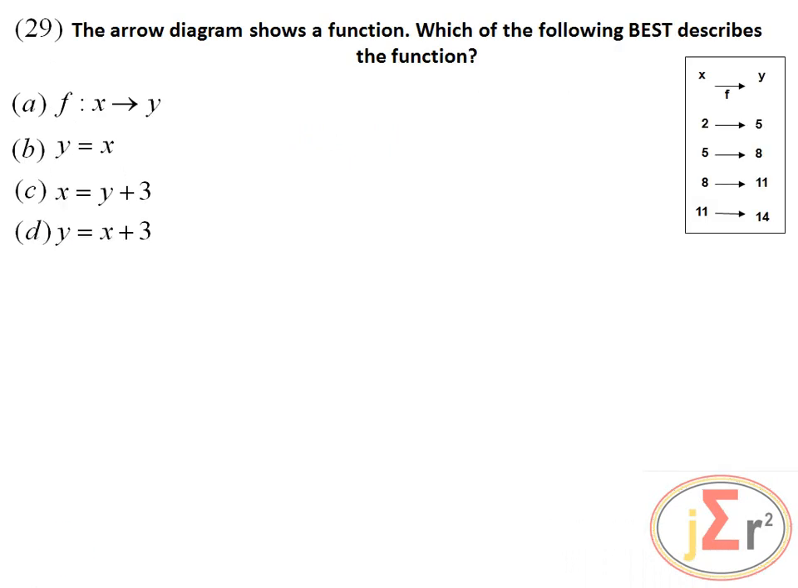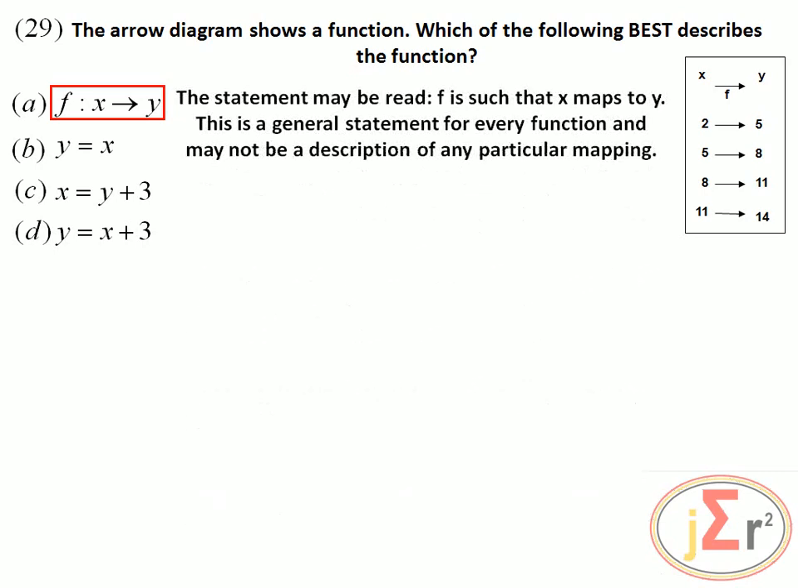The arrow diagram shows a function. Which of the following best describes the function? F such that x maps to y. The statement may be read, f is such that x maps to y. This is a general statement for every function and may not be a description of any particular mapping. So this is a general representation. It represents all functions, and it cannot be a representation of a particular mapping. So we are sure that is not the correct one.